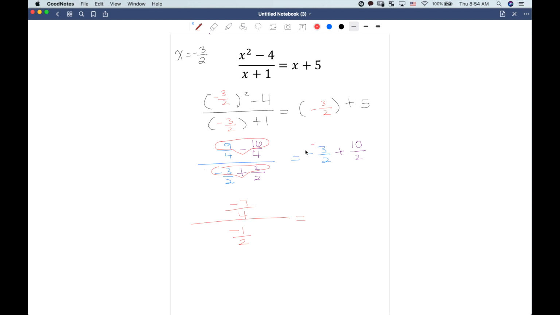Same denominator means only focus on the numerator. Negative 3 plus 10 is 7. Keep the same denominator, so it's positive 7 over 2. Okay, we're almost there.